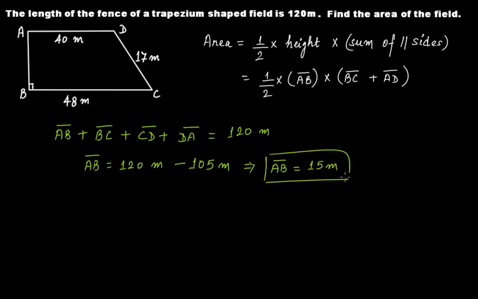Now if AB is equal to 15 meter and if you put this value here, this becomes half multiplied by 15 multiplied by BC plus AD, which means 88. So this is 88 meter squared. Now if you solve this, you get 44, and from here if you solve it you get 660 meter squared. So this is the area of this trapezium.